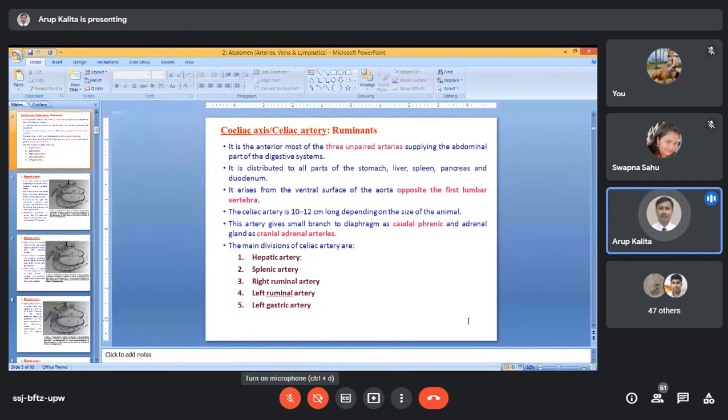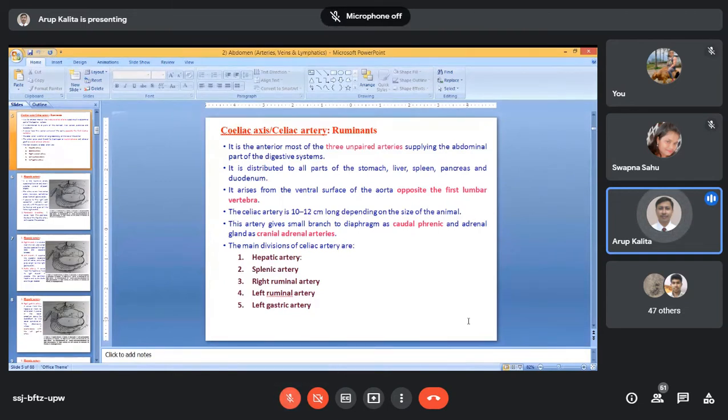Now, the first branch is the celiac artery. It is also called celiac axis. Why is it called celiac axis? Because it is a very complex artery. It will give different branches, so different main branches arise from the celiac artery. That is why sometimes it is called celiac axis also.